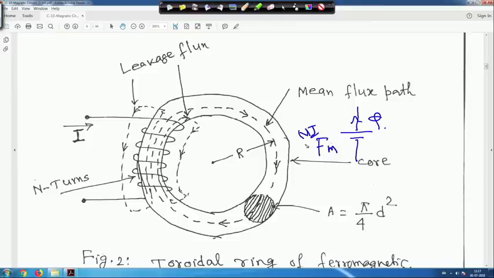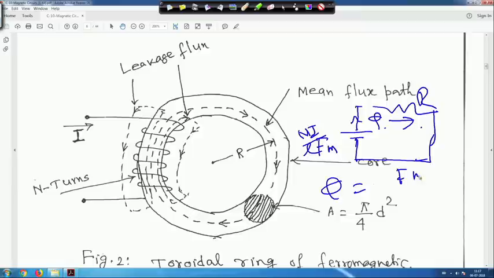Divided by L, that is ampere turns per meter. You have to see which direction to take the flux. If you grab the conductor, the flux is coming out, and then you put the reluctance and close the circuit, and this is the direction of phi. So phi is equal to Fm upon the reluctance, and Fm is equal to Ni upon L.